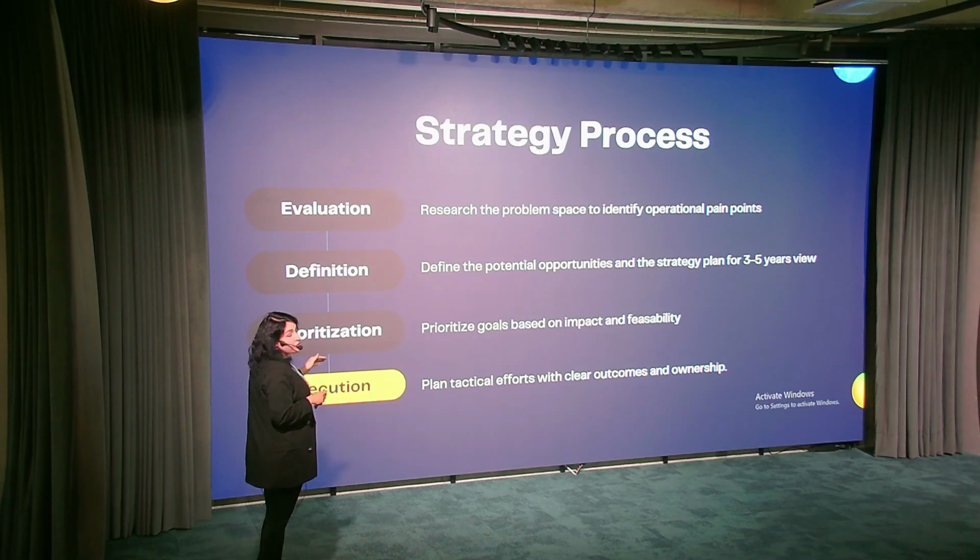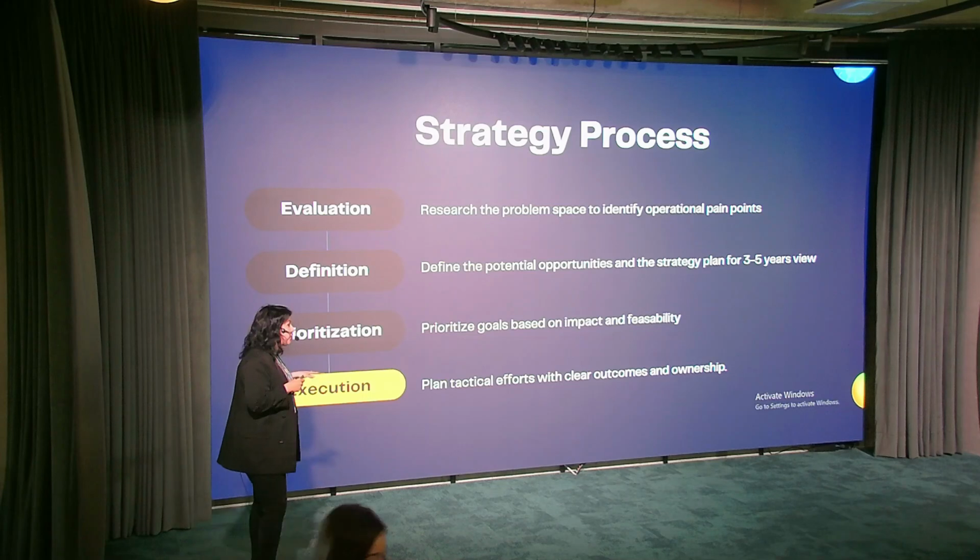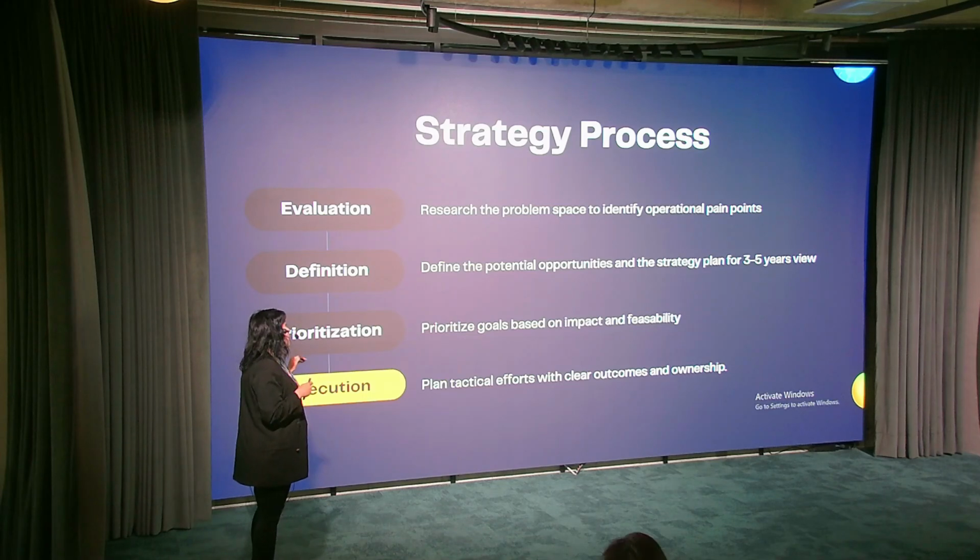Then you go to prioritization based on the different goals, business, company goals. You can actually assess which of those opportunities are more important and how can you prioritize them based on impact and feasibility. And then execution, which is the most important part in my opinion, is how can you plan tactical efforts with clear outcomes and ownership that can actually advance your strategy plan during the next 3 to 5 years.